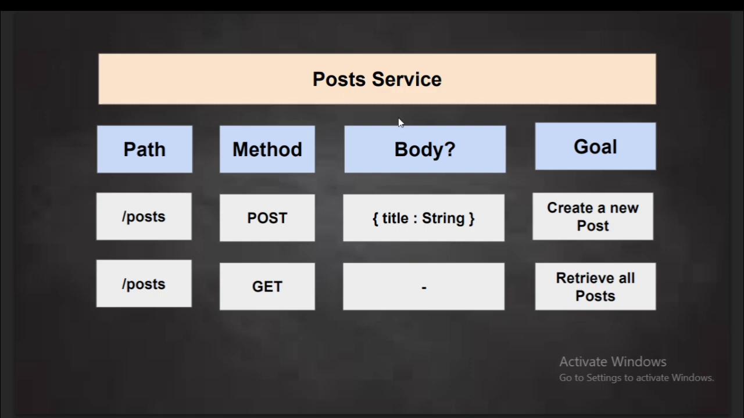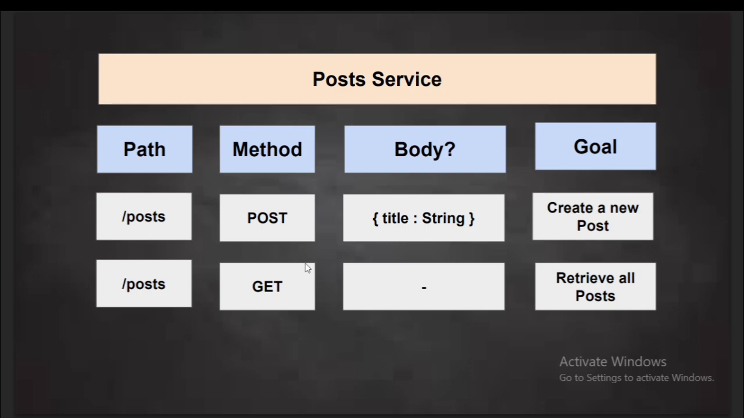So here's my thought for the post service. I think that we need to have a single route that's going to be in charge of retrieving all the different posts that have ever been created. I think we also need one distinct route that is in charge of creating a new post. So we will have one route for posts.